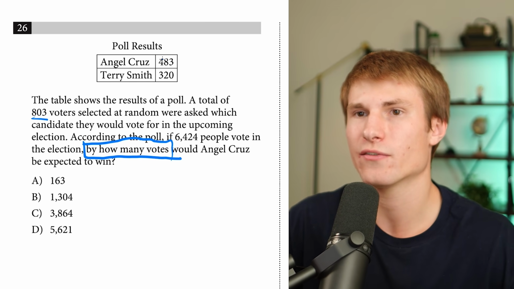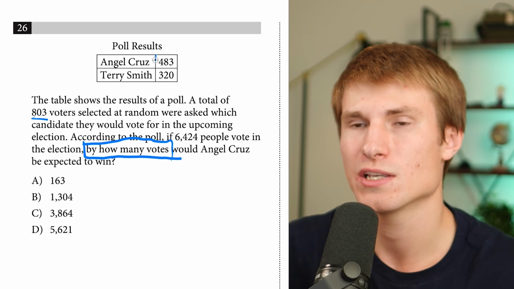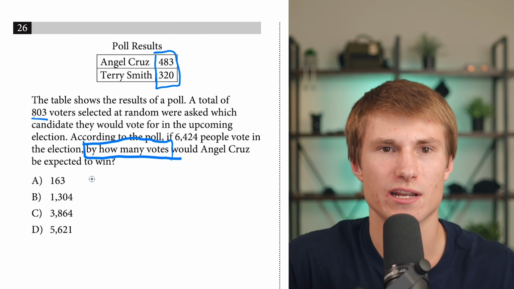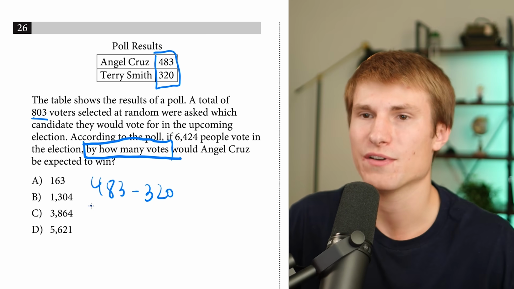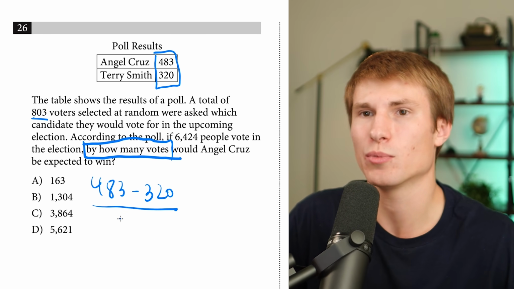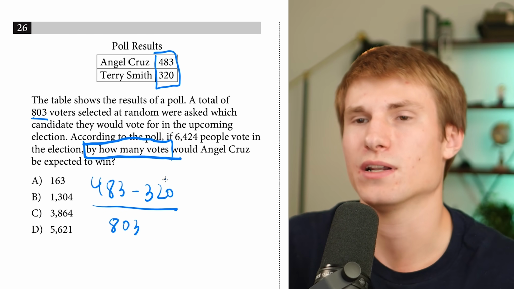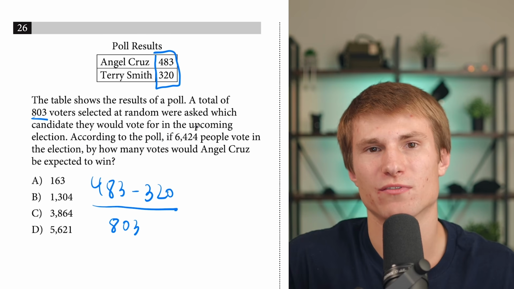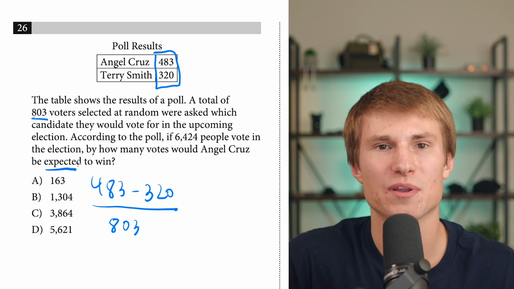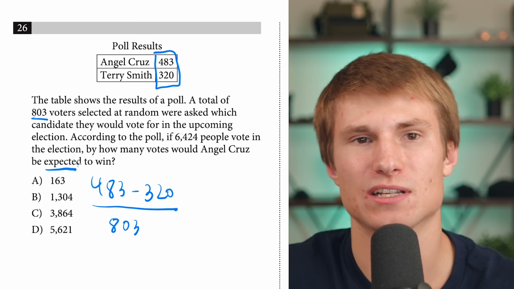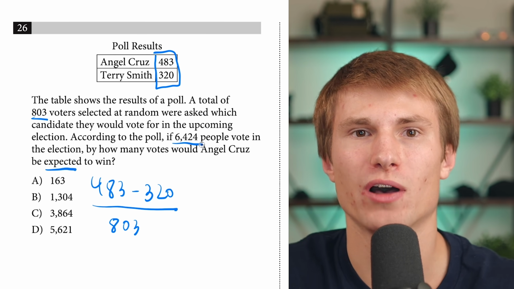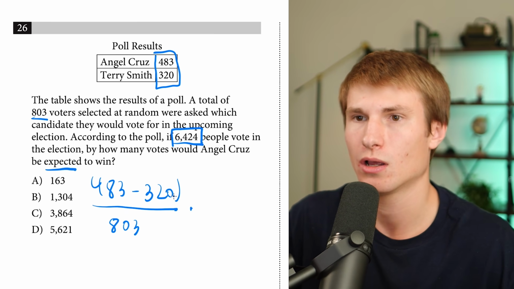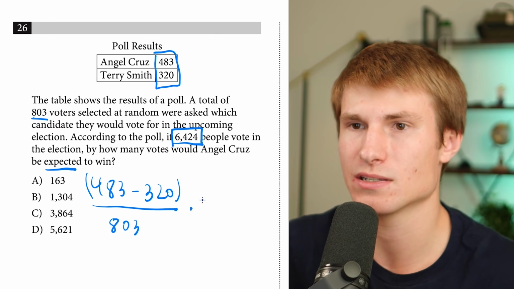So because it's the difference between the two, what we ultimately want to do is we want to take this poll and we want to find the difference between those two. So we're going to do 483 minus 320. And we have to put that all over the number of people who are in the poll, which is 803. Okay, and the next thing we have to do is we have to multiply that number by the amount of people who are actually going to be voting in the election, because we're wanting to write how many votes they are expecting him to win by, right? The difference in the expectations of what will happen with the actual number of people, which is 6,424. Okay, so I'll go ahead and multiply that by 6,424.